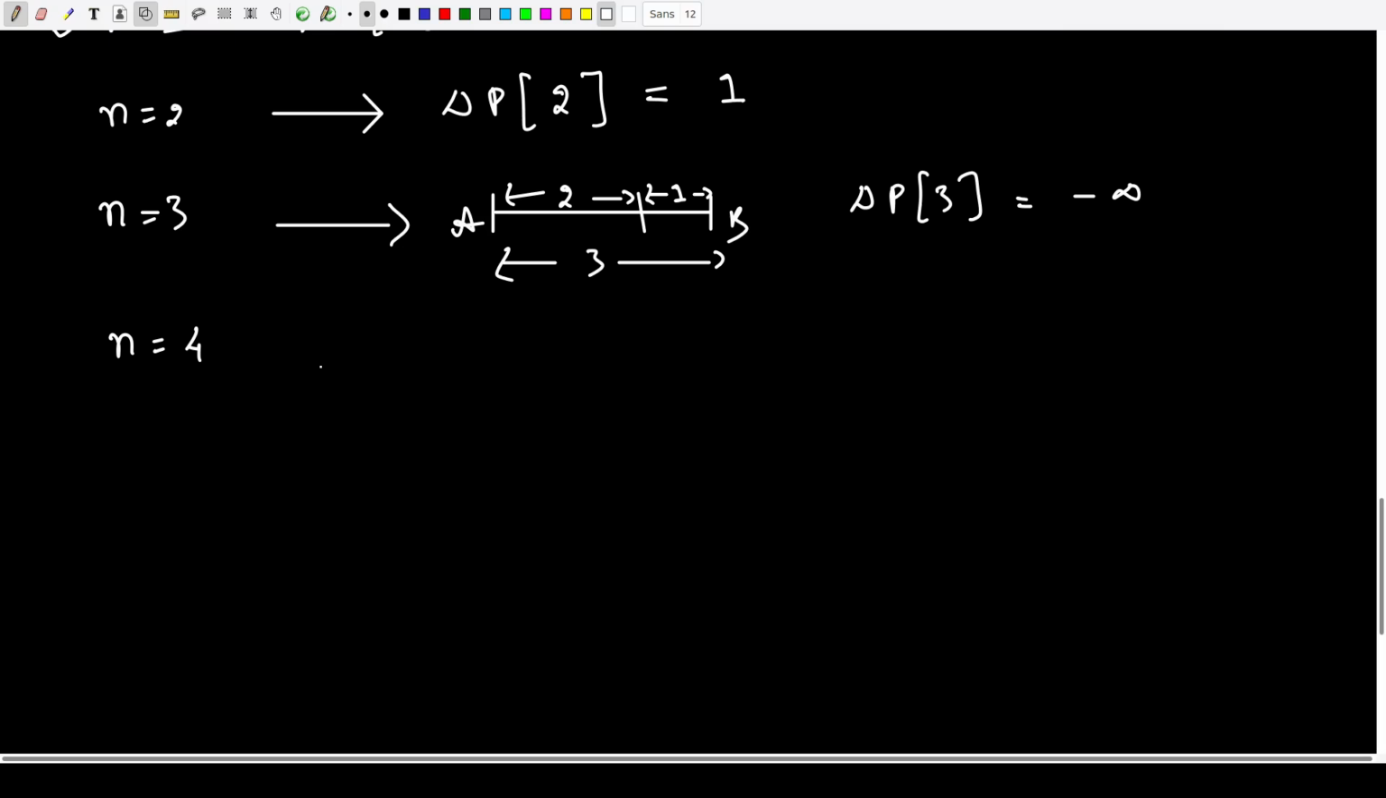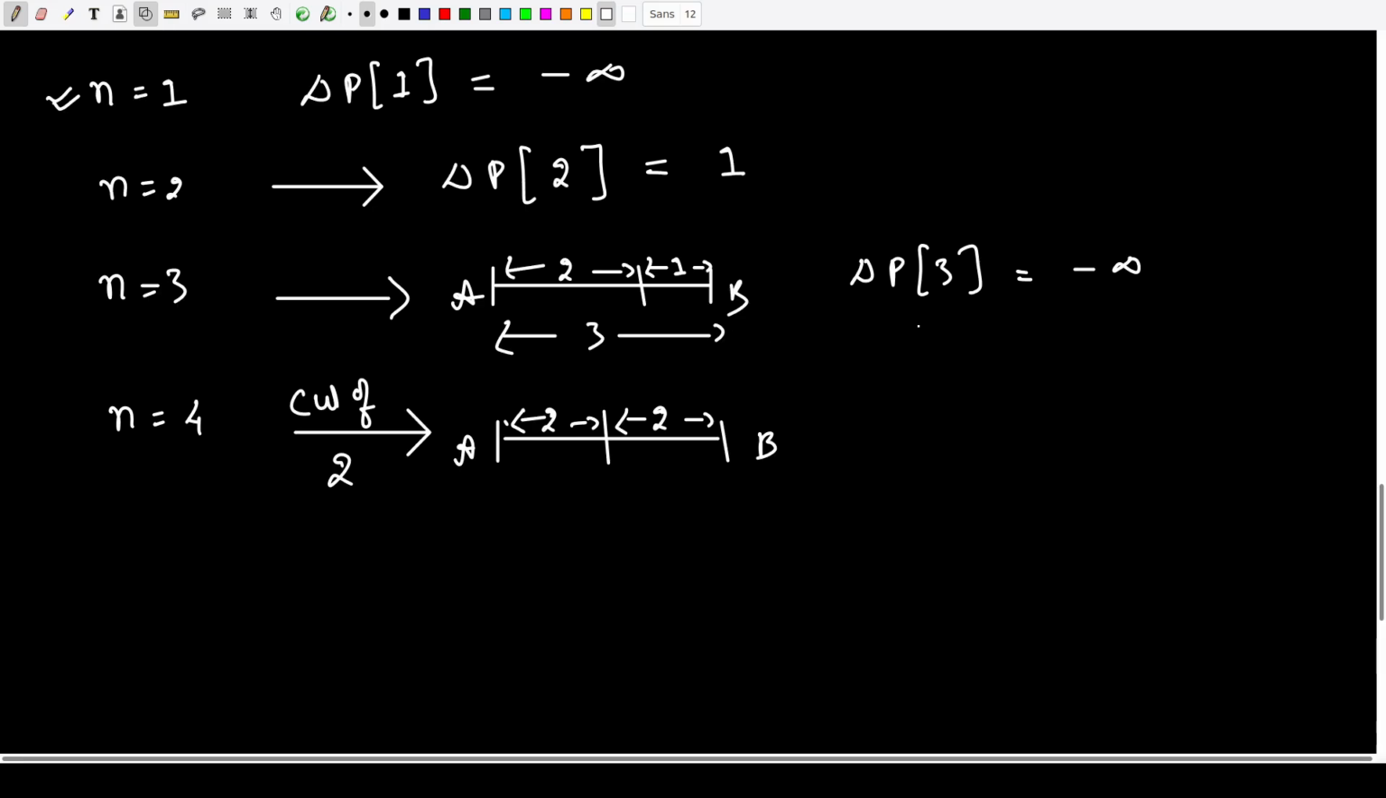4. Now when n equals 4, there is again just one possibility, which is a cut of 2. So when we make a cut of 2 units over here, this becomes equal to 2 and this also becomes equal to 2. So in such a case, it is possible to make a valid cut and the total number of cuts we will get is 2.